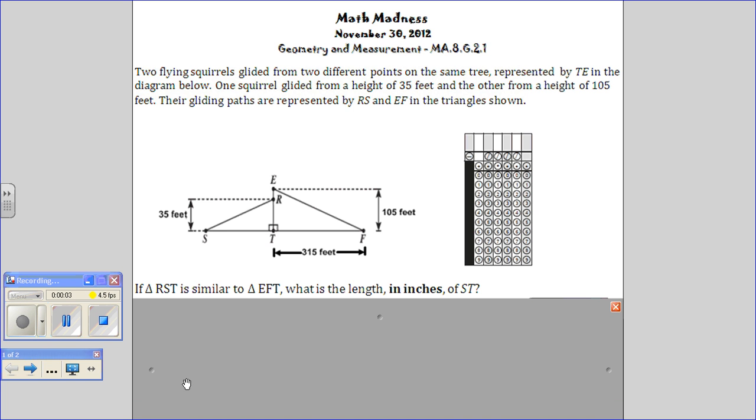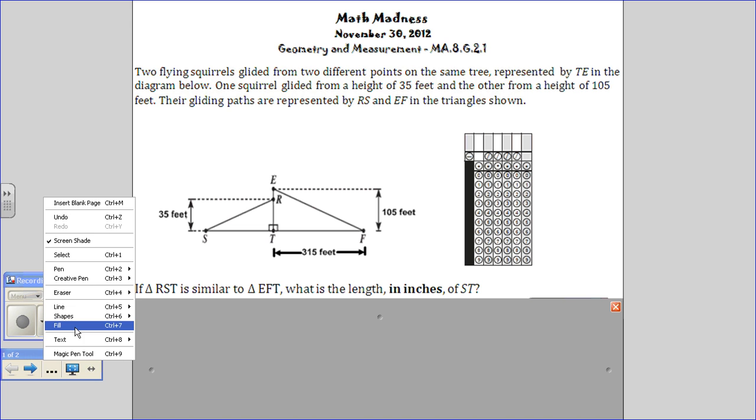Two flying squirrels glided from two different points on the same tree, represented by TE in the diagram below. One squirrel glided from a height of 35 feet and the other from a height of 105 feet. Their gliding paths are represented by RS and EF in the diagram shown. The question says, if triangle RST is similar to triangle EFT, what is the length in inches of ST?